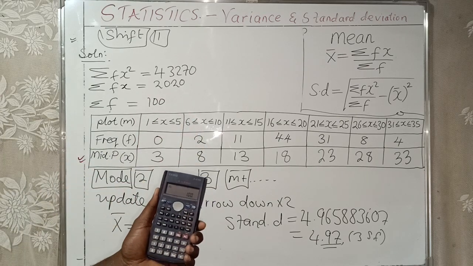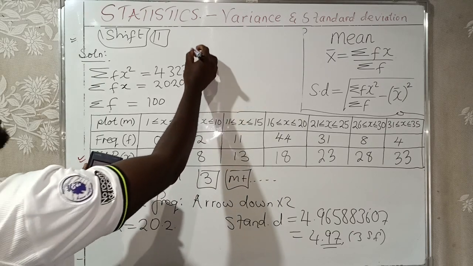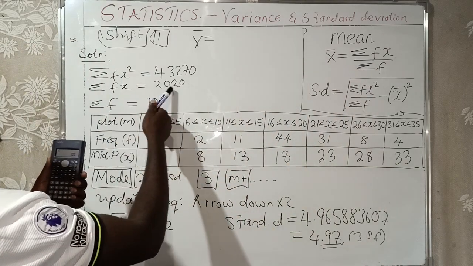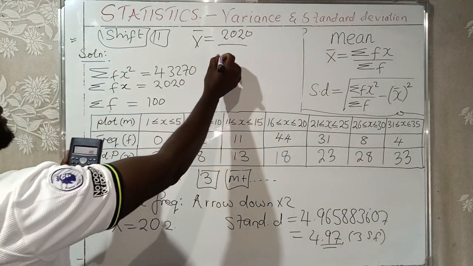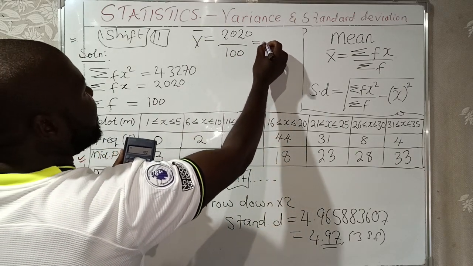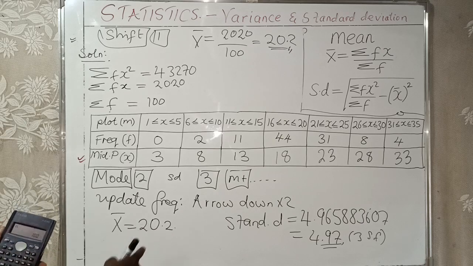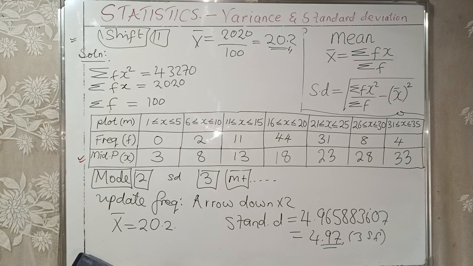Yes. Now suppose you want to show your working for how you got the mean. So you simply say mean is equal to, you can see, sum of fx, you say 2020. Sum of f is 100. And this will give you 20.2. Okay, so you would have shown how the mean is the way it is. Okay, so that is how you do it.